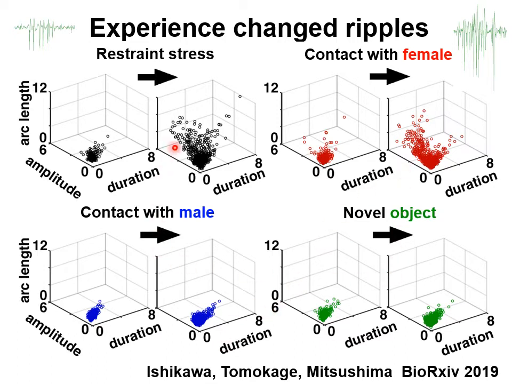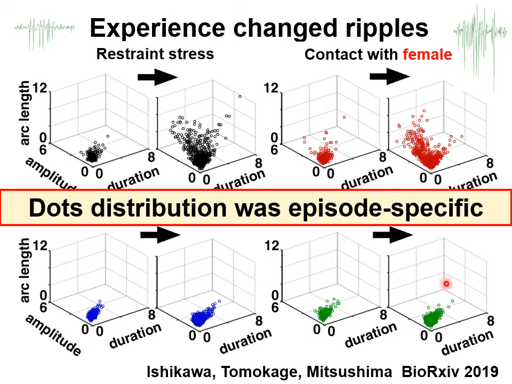We used two-way MANOVA for overall significance, and we used post-hoc MANOVA for specific comparison. As to the experience-dependent change, this and this seem to be very similar, but this is significant. As to the experience-specific change, male and object look very similar, but post-hoc MANOVA showed a large difference. Of course, object and restraint, and object and female, were also significantly different.